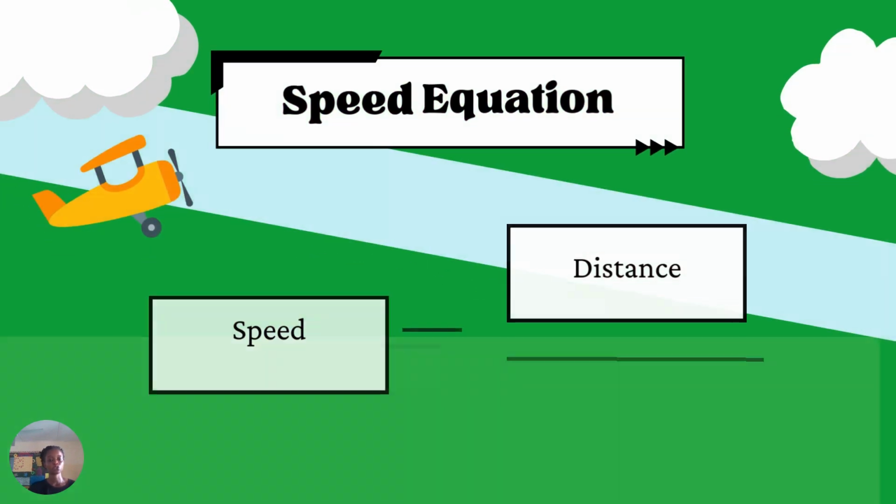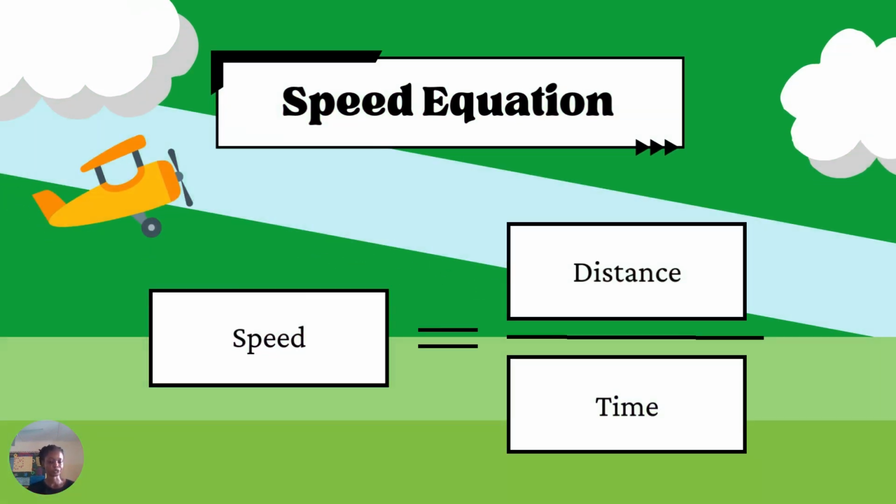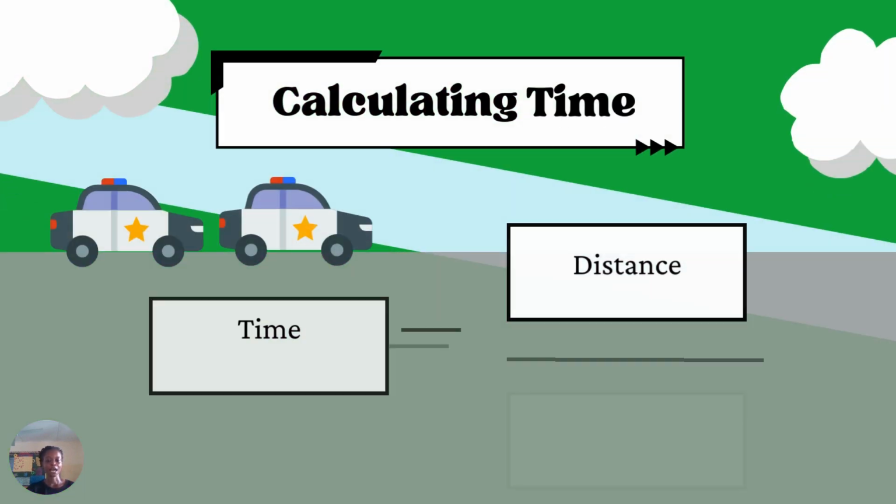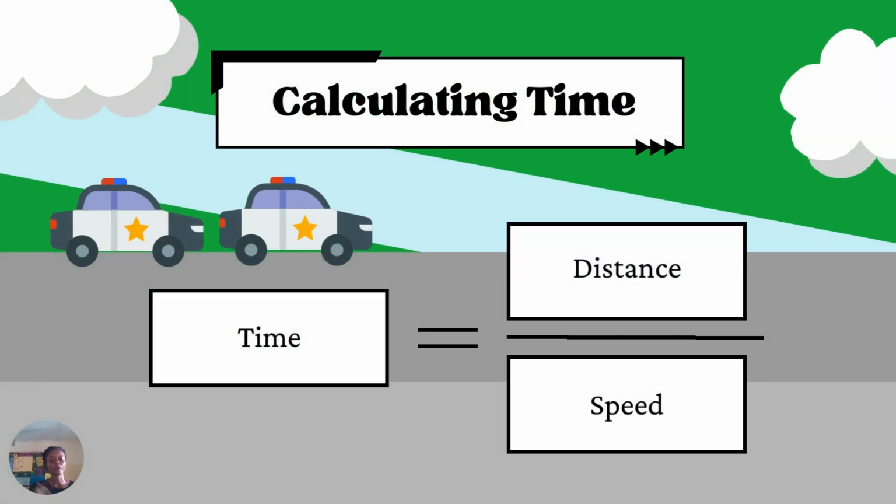Now, that brings us to the speed equation. Speed is equal to distance over time. To be able to calculate speed, we need to know the distance, which is how far the object has moved, and the time, which is how long it takes for the object to arrive at its destination. So to calculate speed, distance is going to be divided by what? Time.